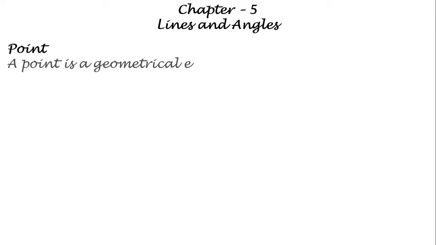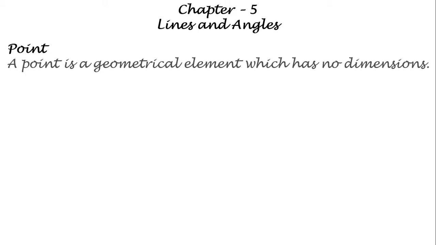Before starting this, I want to explain to you about the point. What is a point? A point is a geometrical element. See here, the definition of point: a point is a geometrical element which has no dimensions. What is the meaning of dimension? The meaning of dimension is length, breadth, height. If we talk about the point, it does not have any length or breadth or height.